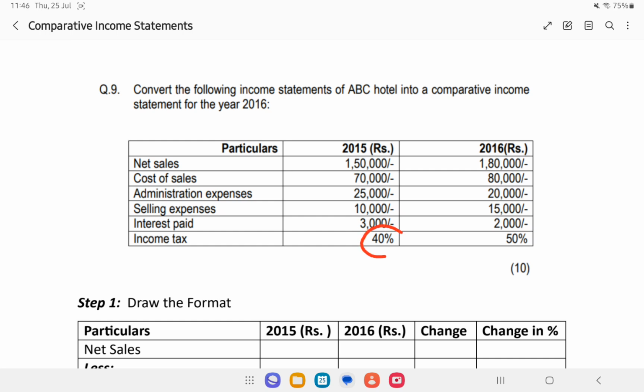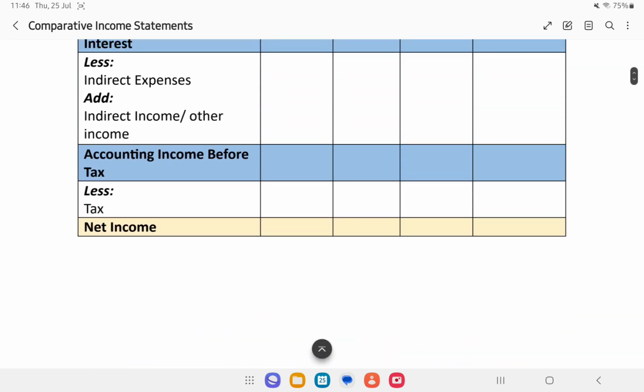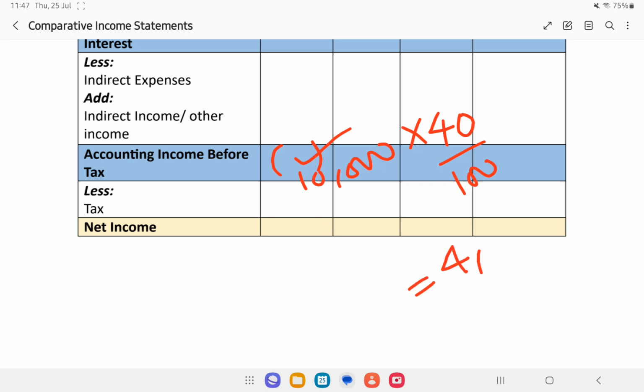Income tax is given as a percentage and not a particular amount. Remember, income tax is always paid as a percentage. Percentage of what? Percentage of the income we get here, after deducting all other expenses. Based on this amount, we will calculate. For example, if it is 10,000 rupees, what will we do? We will take the 40% here. Then 4,000 would be the income tax we have to pay.